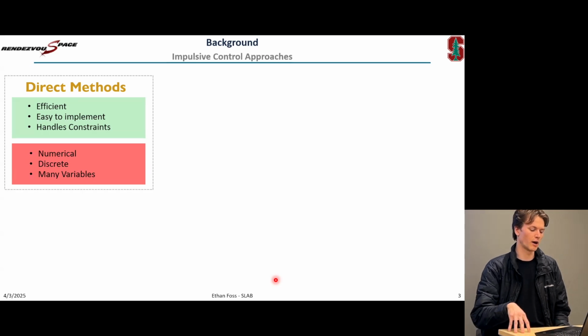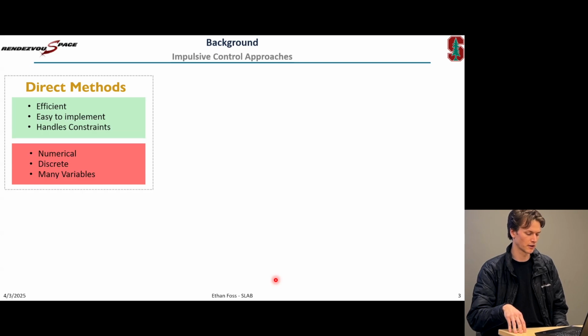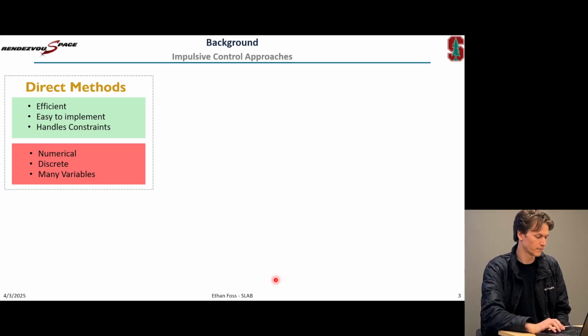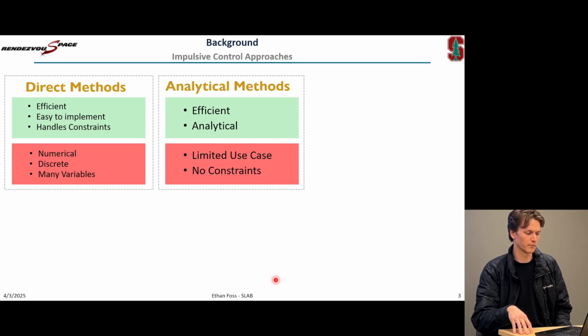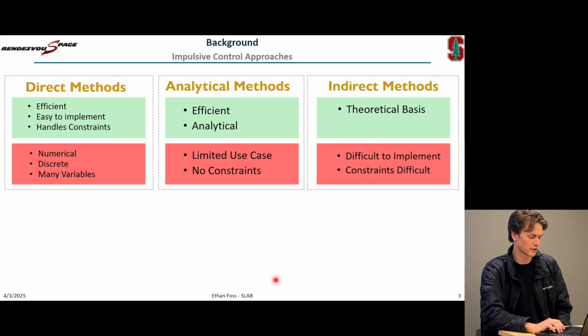So to get started, I'll just go through some of the usual approaches to an impulsive control problem. So probably the most popularly used today is direct methods, which are very efficient and easy to implement and are very flexible in handling state constraints and input constraints. The main issue with these direct methods is that they're numerical. You can oftentimes be solving a very large optimization problem, which isn't ideal. Analytical methods are very nice, they're efficient, and obviously the analytical properties make them very flexible and easy to implement. But they have limited use cases, and typically they can't consider a lot of those operational constraints.